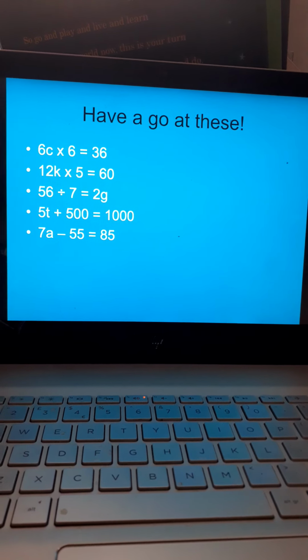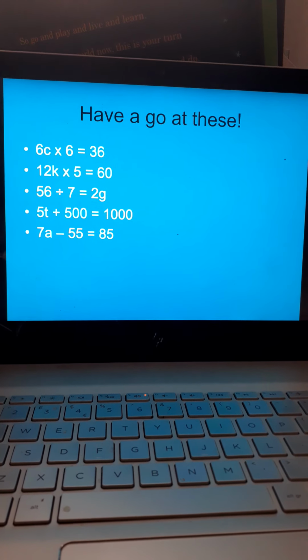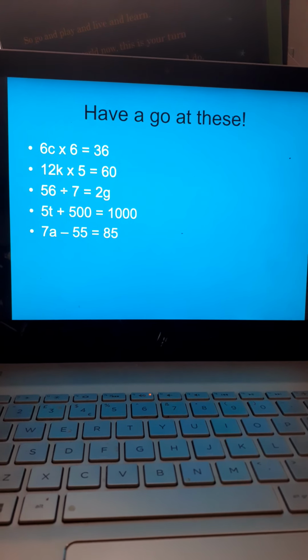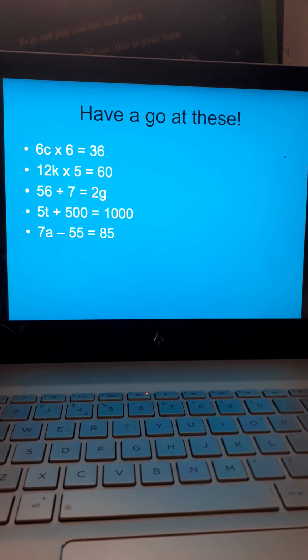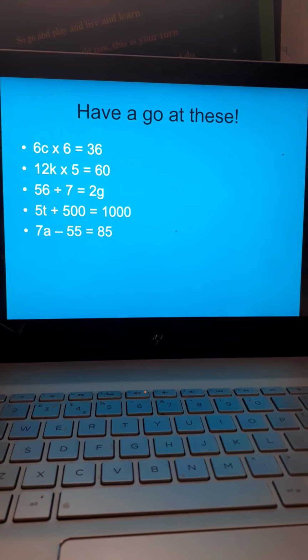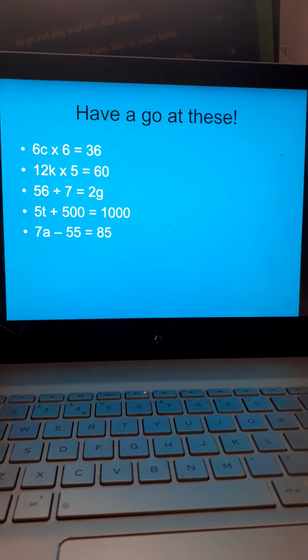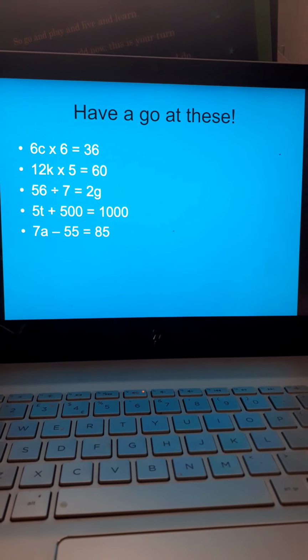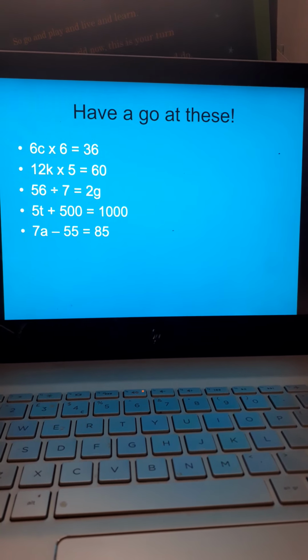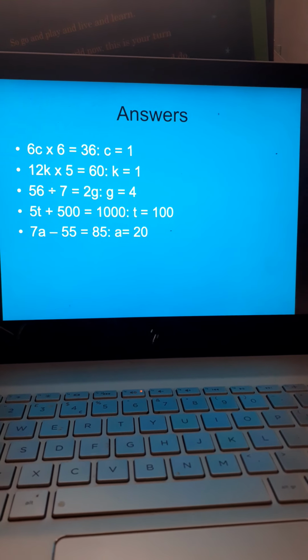Lovely. And then have a go at these if you think you're ready for the groupings. 12k is 12 of k, for example. I'll give you a hint. 60 divided by 5 will get you what 12k is. Have a pause and have a go. Answers coming up. Ta-da.